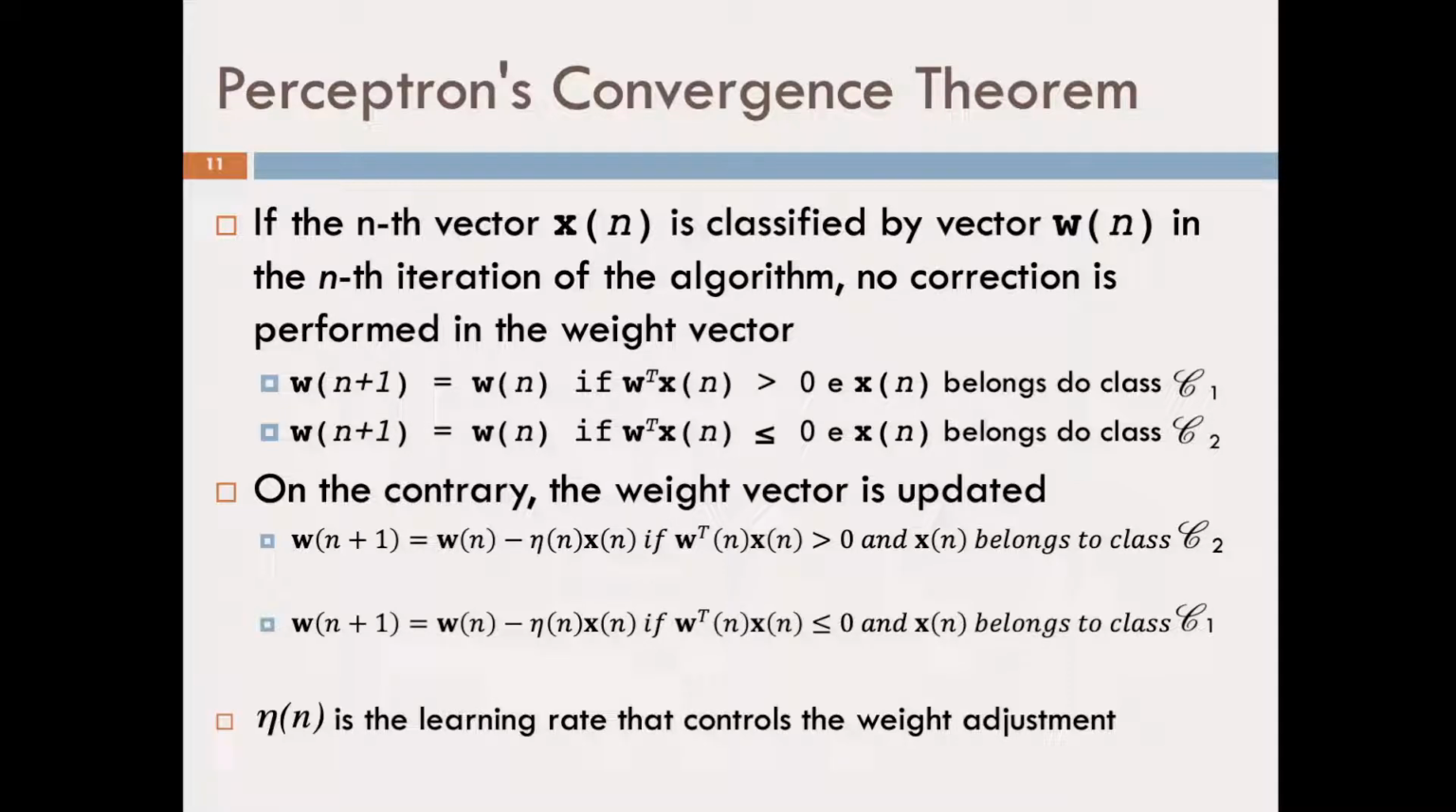And the value of the weight vector stays the same in the next iteration. The same applies if this calculation is below or equal to 0 and x belongs to class 2. On the contrary, I'm going to adjust the weights. And how am I going to adjust the weights?